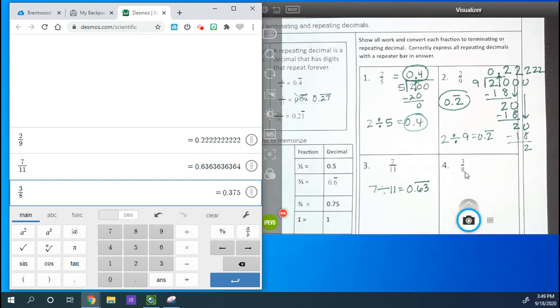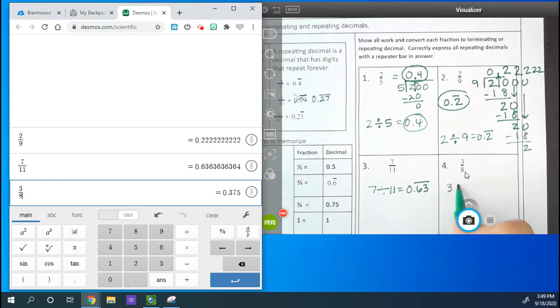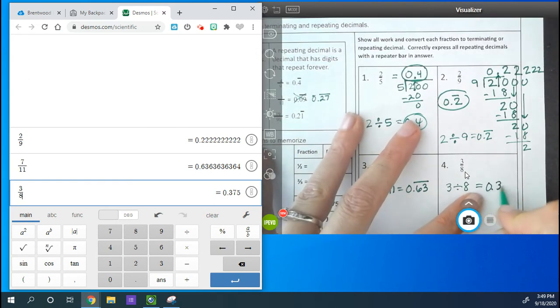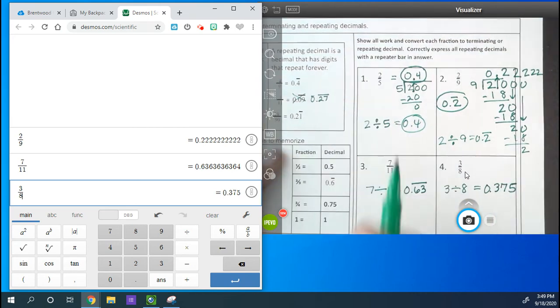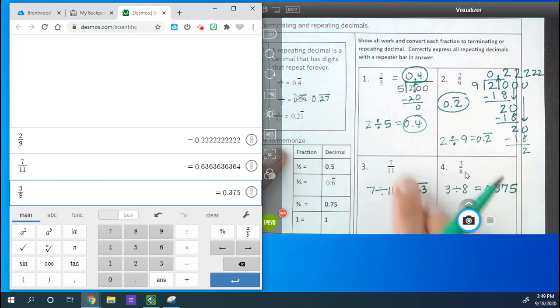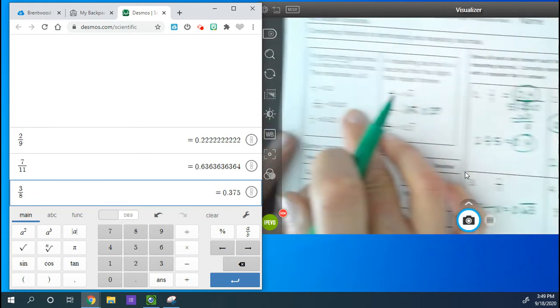3 divided by 8 is how I enter it, which is a terminating decimal, 0.375. Repeating decimal, terminating. Terminating means to end.